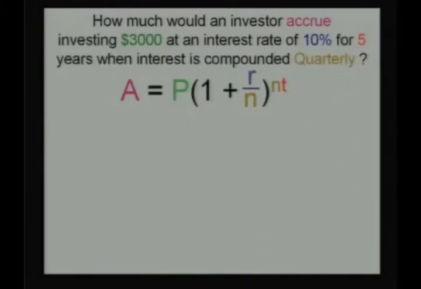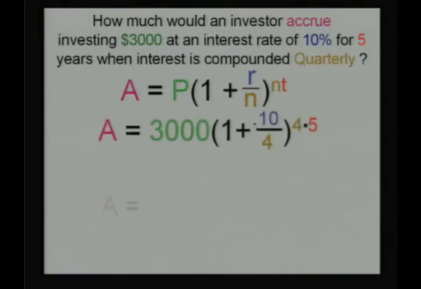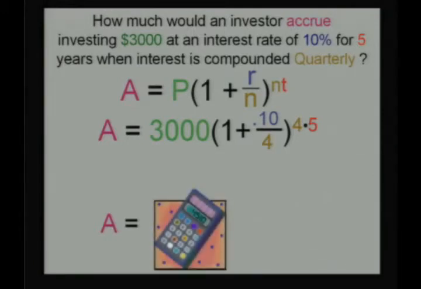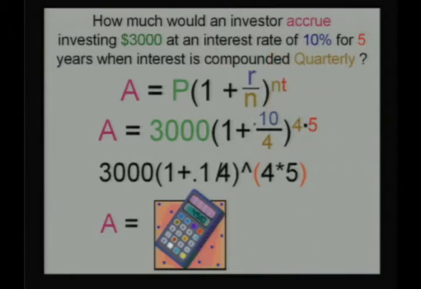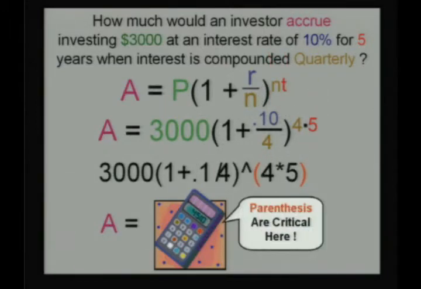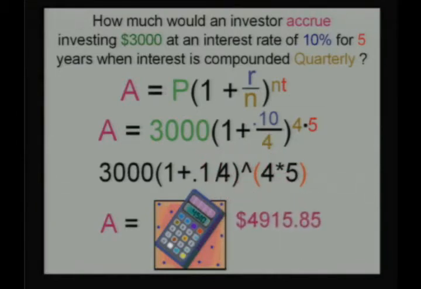Do that again. Now this one's going to ask, how much would you accrue after investing $3,000 at a rate of 10% for 5 years, compounded quarterly? Well, the only hard part is what's the magic number for quarterly? It's going to be 4. Once again, I can put that into my calculator. Be careful with the parentheses, okay? Warning, warning, warning. Parentheses are critical here. And you'll have, well, you had a pretty good interest rate there. You had 10%. So after those 5 years, you're going to have 4,915 and some change. Okay?